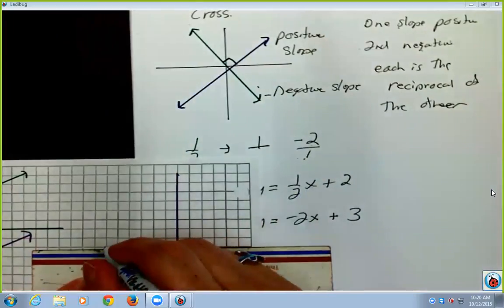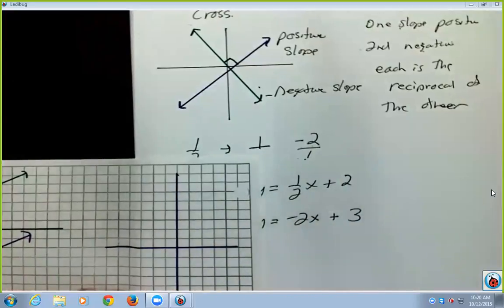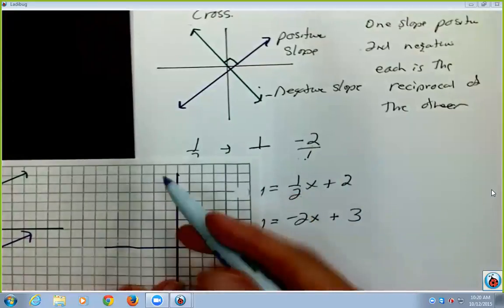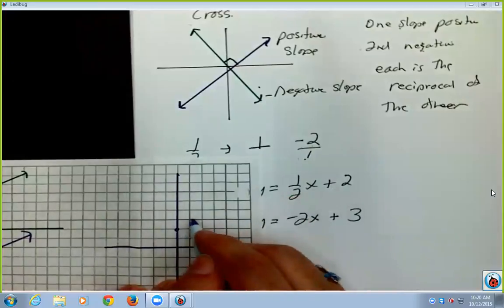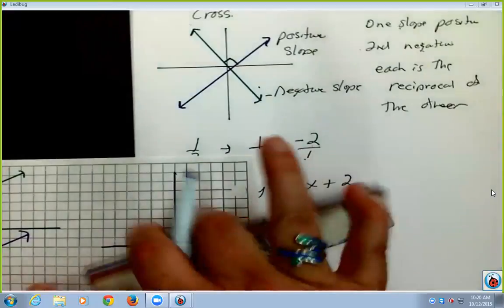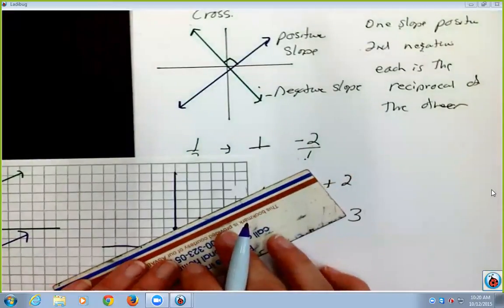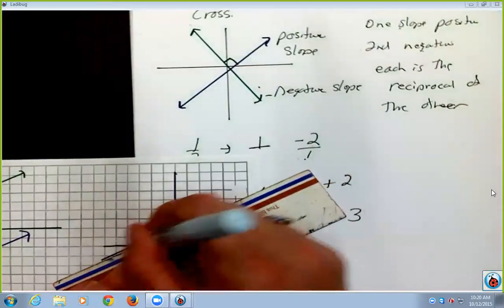So if I graph it, then what happens is I'm up at 2. My slope says go up 1 and over 2. So here's my line. This is my first one, which is my positive slope.